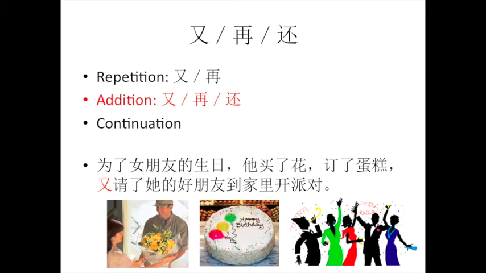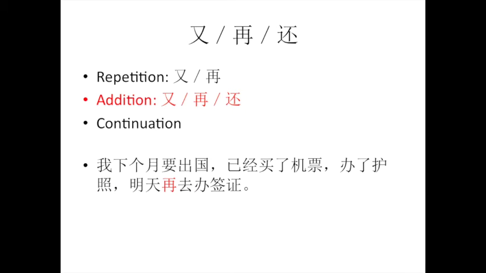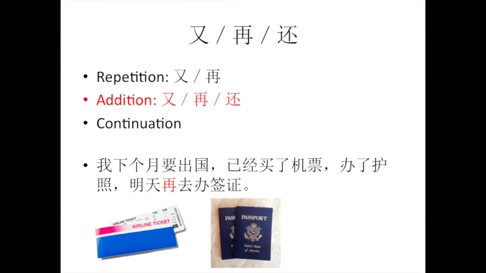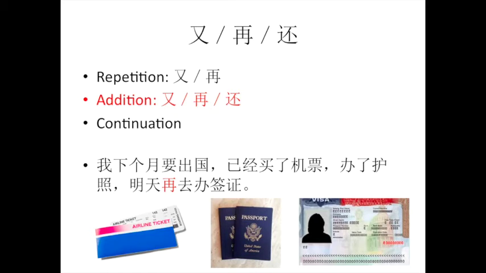Let's look at another example using 在。我下个月要出国，已经买了机票，办了护照，明天再去办签证。I'm going abroad next month, and I have bought the plane ticket, got a passport, and tomorrow I'll get a visa. In this sentence, we use 在 to add the third action.